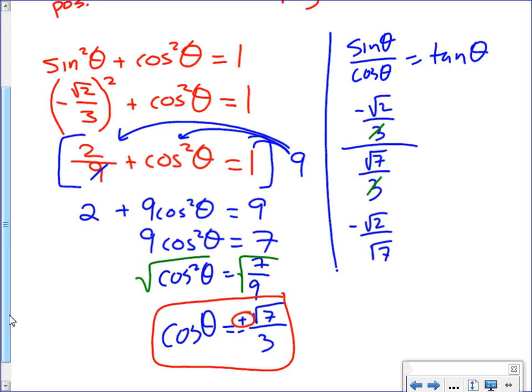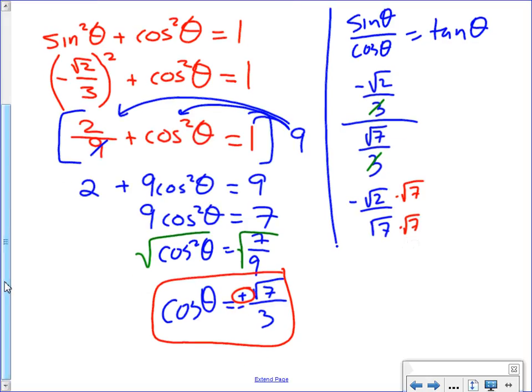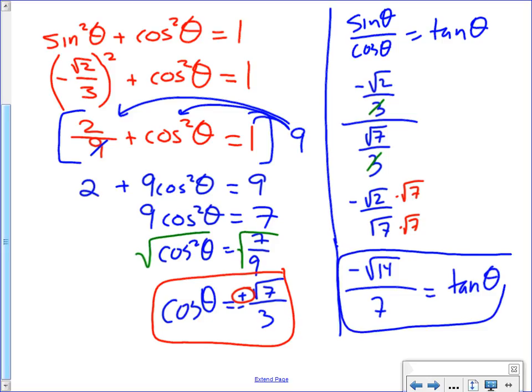Yes, Thomas! Get rid of that square root of 7. So multiply top and bottom by root 7. So what do we have at the top? 14 over 7 is the tan of theta. Now check the sign. In the fourth quadrant, is tangent positive or negative? Negative. You did it right. We did it right. Yay, us!